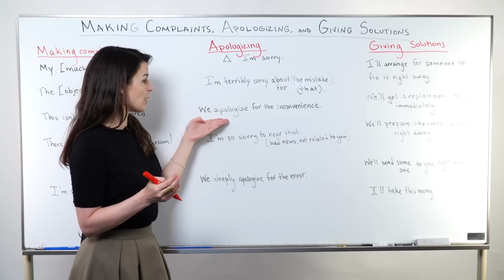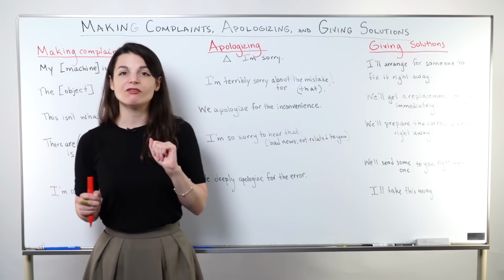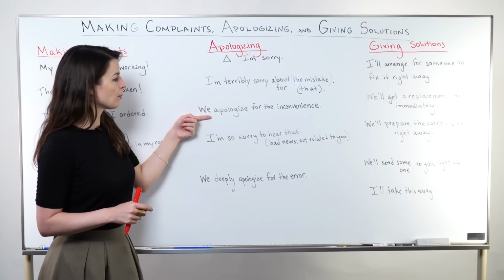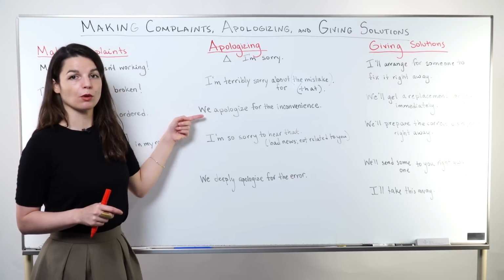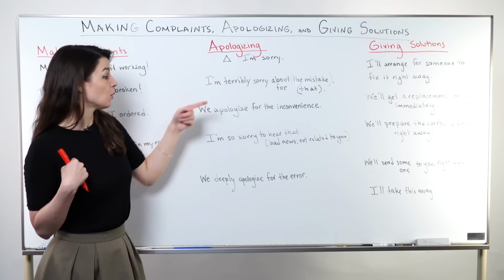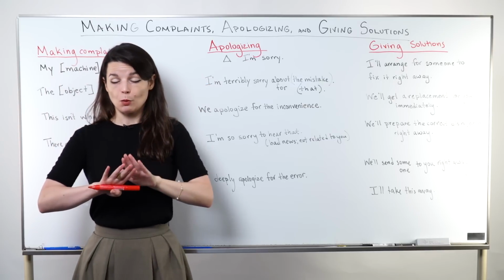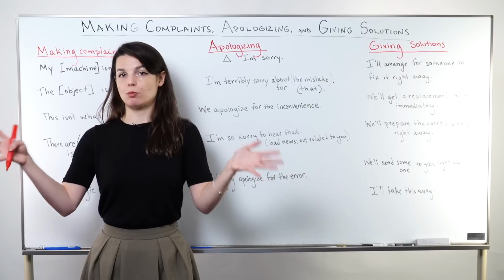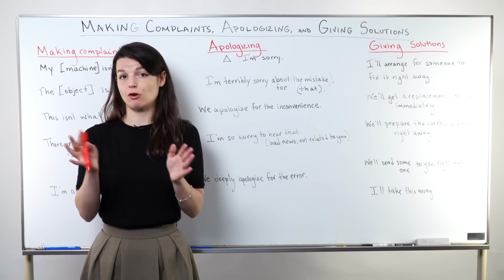On to this next one. We apologize for the inconvenience. Please note that we're beginning this expression with we. Here, I sounds like me, just me, one person. We is something we use when we're apologizing or when we're talking for a group, or you're talking for your company or for your organization.